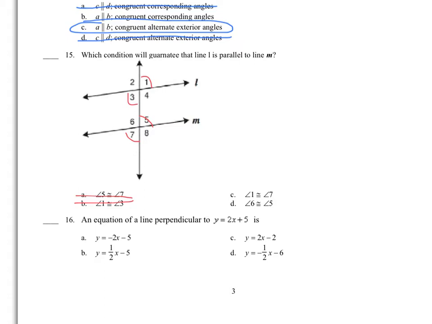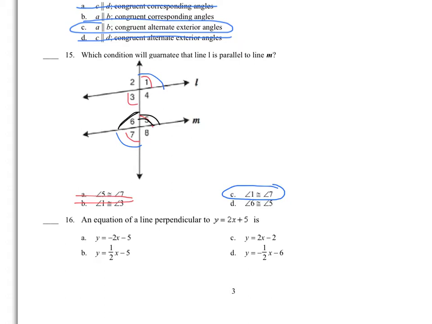1 and 7, I've got this angle and this angle. Actually, those are alternate exterior angles. If they're congruent, lines are parallel, so that's my answer. 6 and 5, just to look at that one, we're talking about this angle and this angle. Those are a linear pair. That has nothing to do with parallel lines.